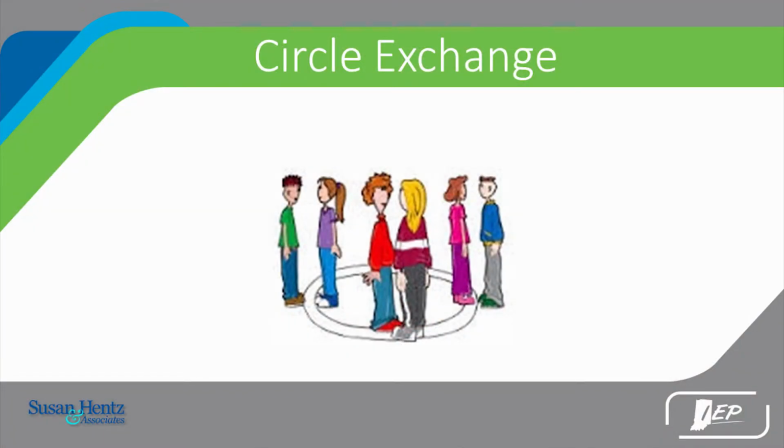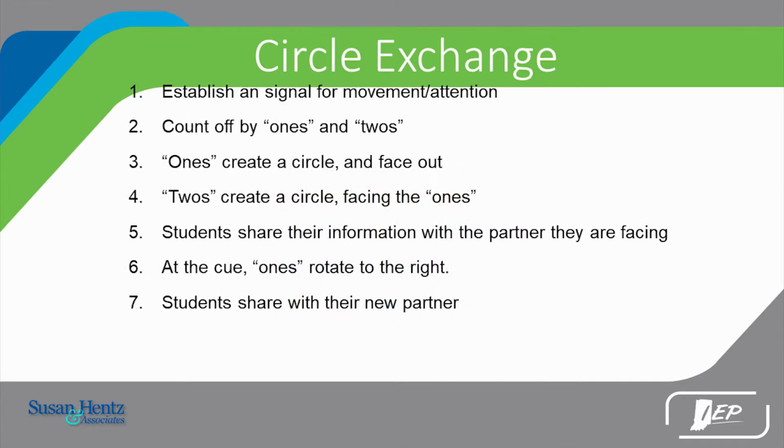Another great way for total participation is to use structures such as the circle exchange, where you establish a signal for movement and attention. Students can count off by ones and twos. Ones create a circle and face out. Twos create the circle facing the ones. Students will share their information with the partner they are facing. At the cue, the ones then can take one step to the right or 3 steps to the right if you want different learners not to be together. So students share then with their new partner. This again allows for total participation techniques.